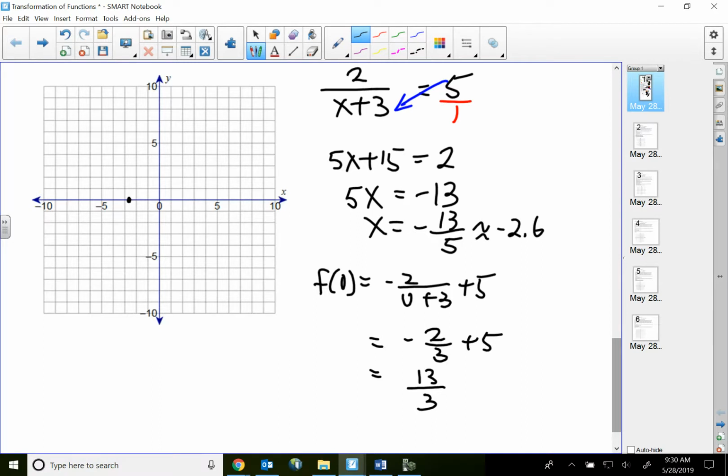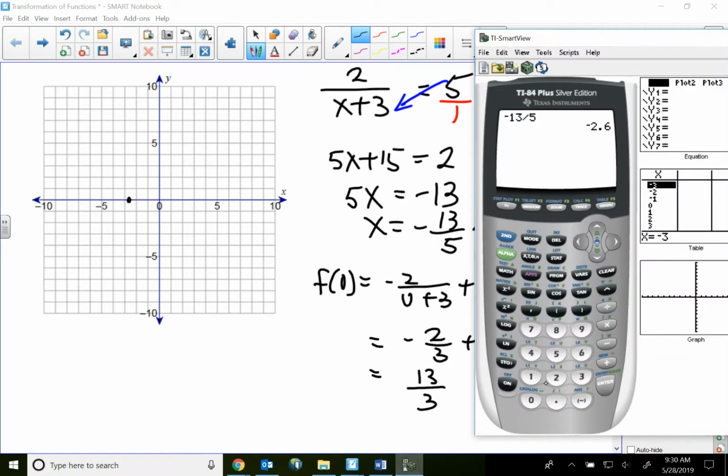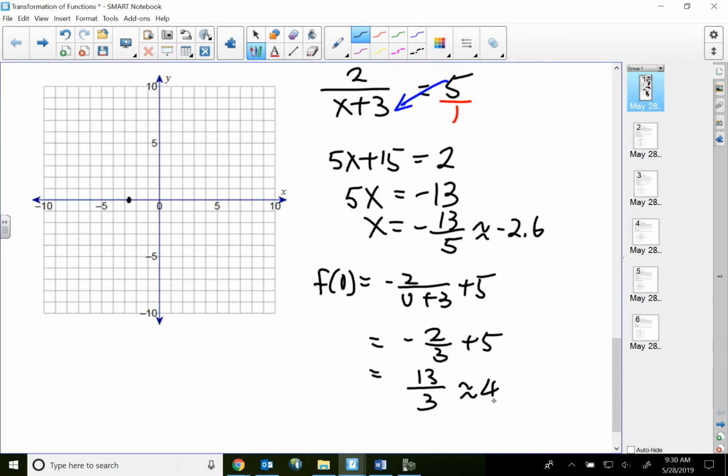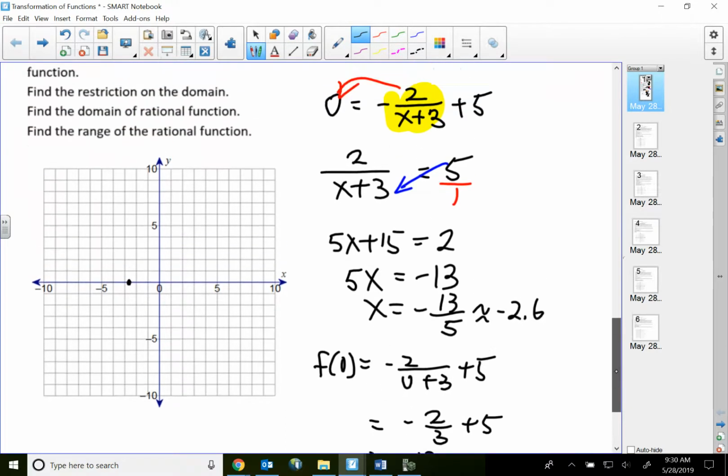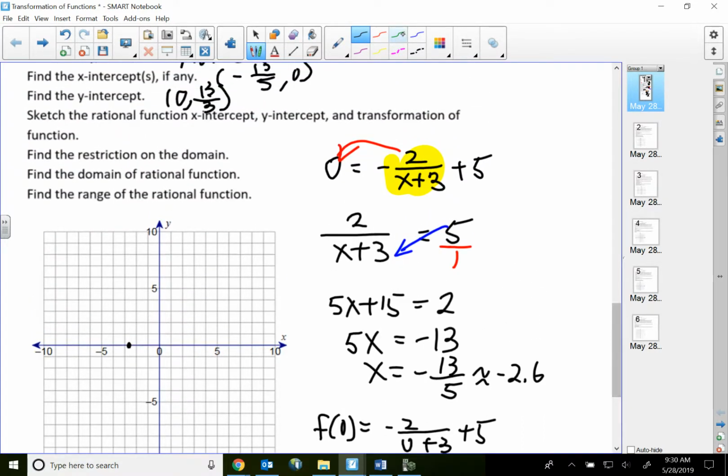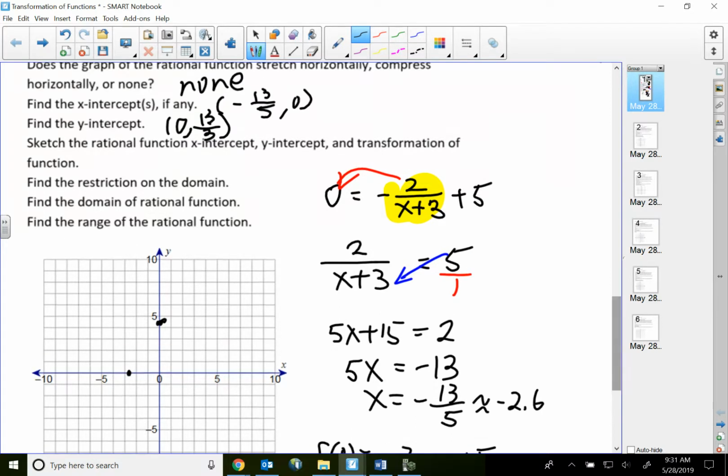Right, negative 2 plus 15 is 13. 13 over 3. Let's see about where that is. It's about 4.3. That's fine. 4.3 repeating. Okay, so my y-intercept is about 4.3, so that's a little bit over 4. Okay, so all right, let's sketch it.